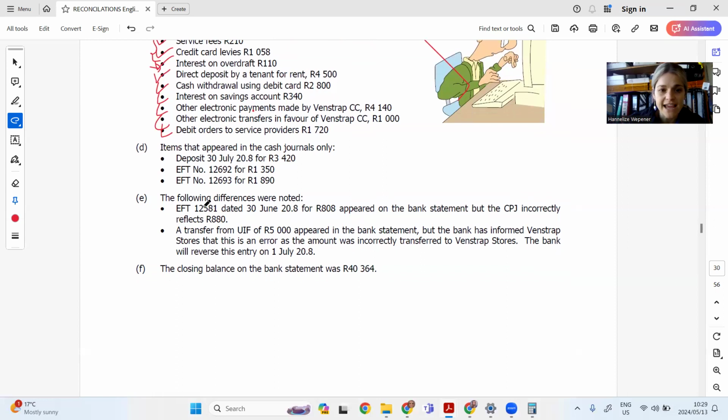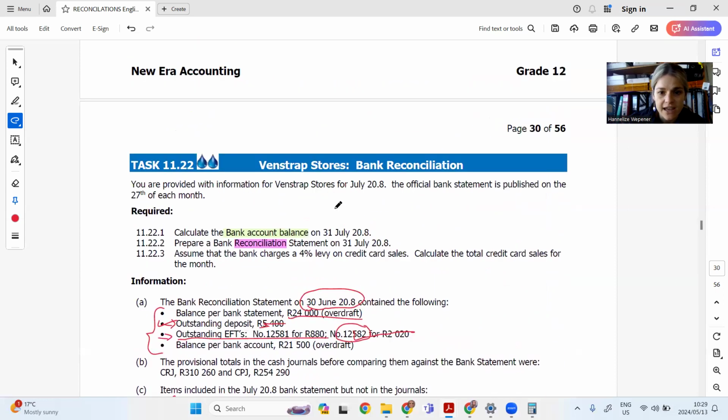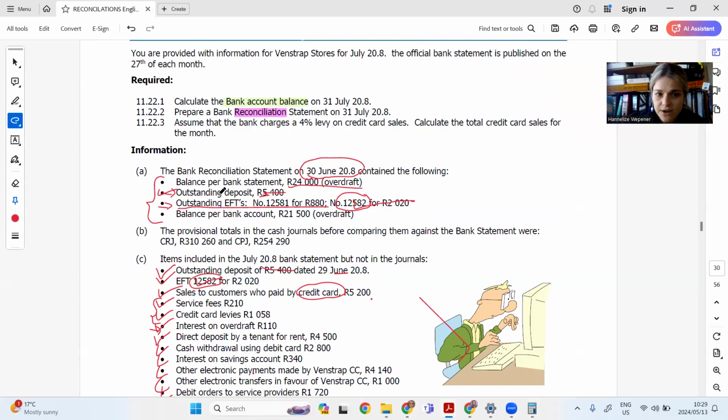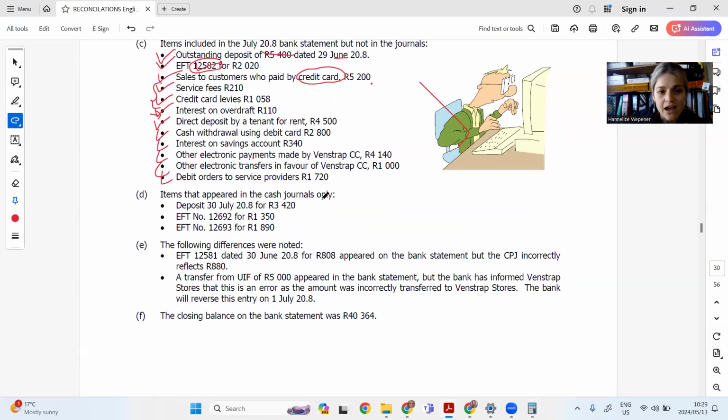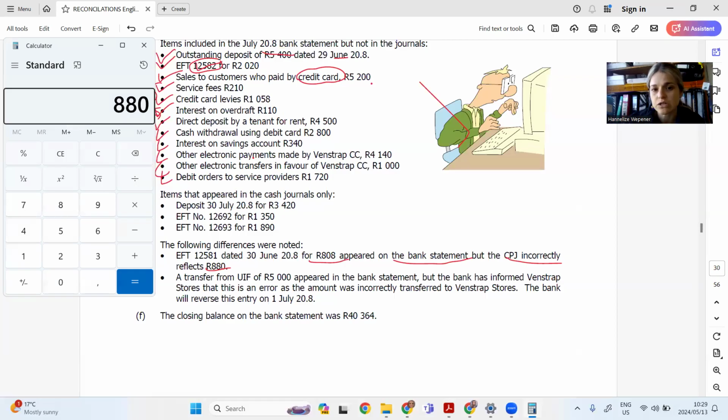Next is the differences noted. And here is that 880 Rand. See, you said it was 880 Rand in your outstanding EFTs on the reconciliation, but now they are saying that this EFT for 808 Rand is correct on the bank statement, but in the CPJ, incorrectly recorded as 880 Rand. So in other words, you said that you had in the CPJ a payment of 880 Rand, but you should have only recorded it as 808 Rand. So you overstated that payment by 72 Rand.